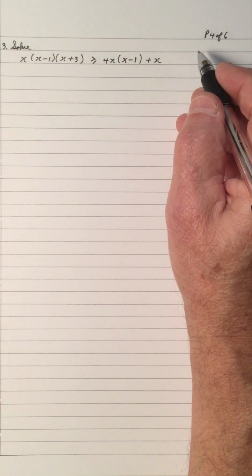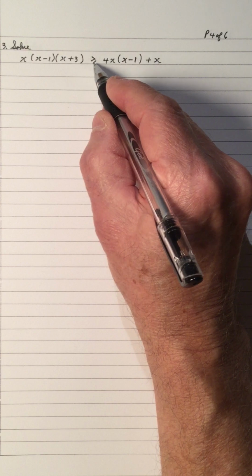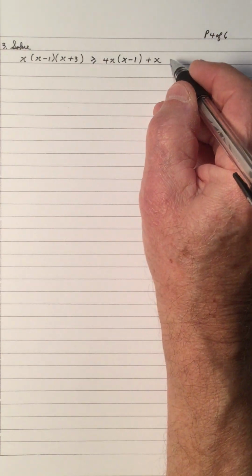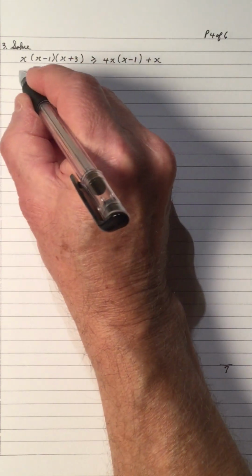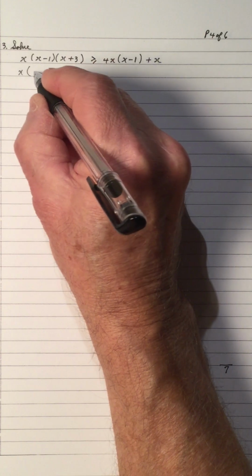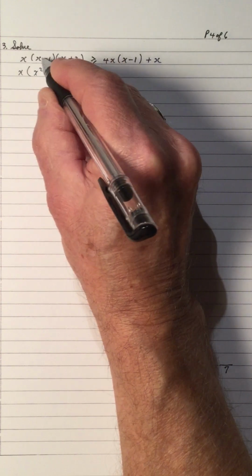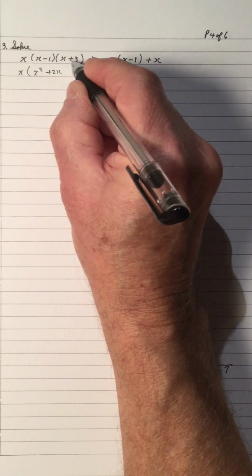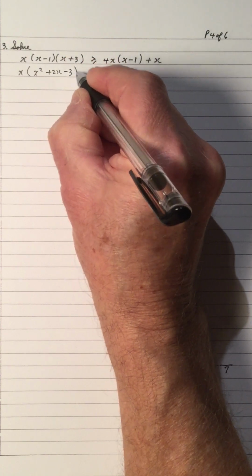Now solve. Again, we have an inequality that's greater than or equal to. So we have to simplify each side. So when I do this, I like to multiply my binomials first. So that's x squared. That's a plus 3 minus 1. So it's a plus 2x. Negative 1 times 3 is negative 3.